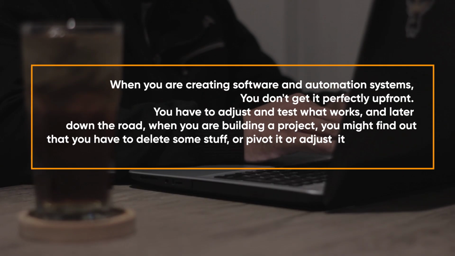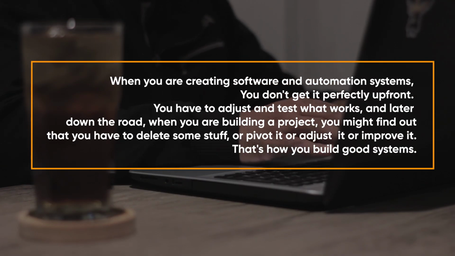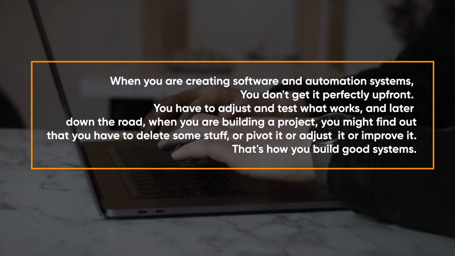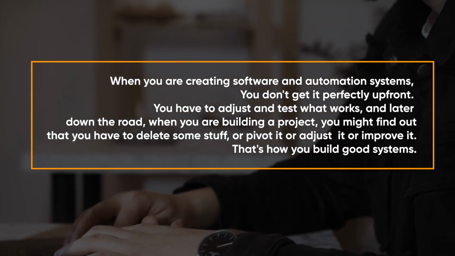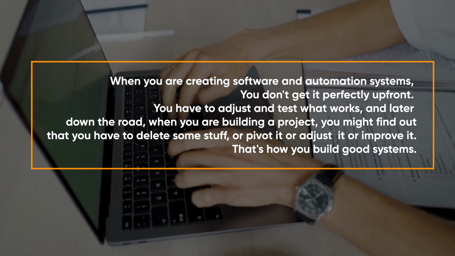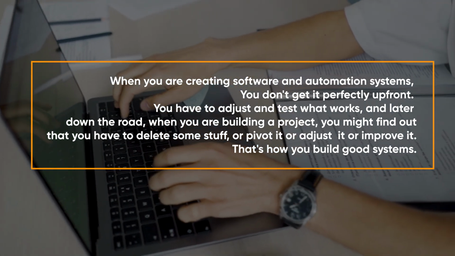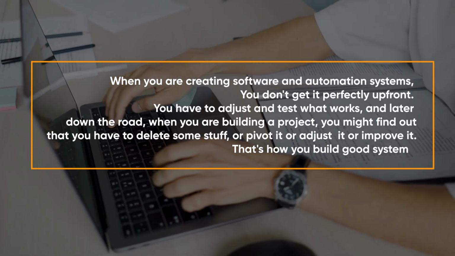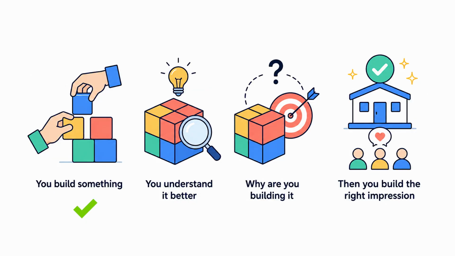A business lesson: when you're creating software and automation systems, you don't get it perfectly upfront. You have to adjust and test what works, and later down the road when you're building the project, you might find out that you have to delete some stuff or pivot it or adjust it or improve it. That's how you build a good system that is tested and really thought about how it should operate. So you build something, you understand it better while you're building it, and then you build the right version. That email button wasn't a mistake, it was just a starting point.